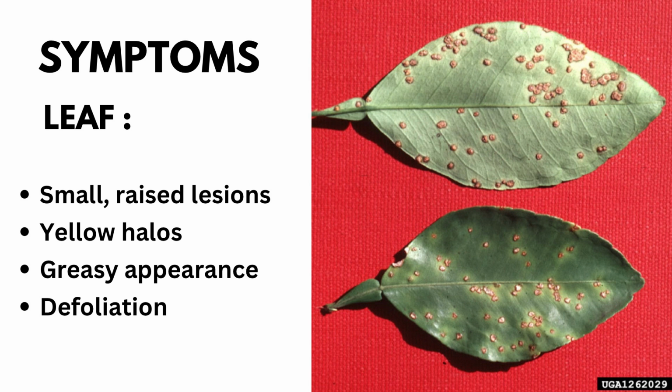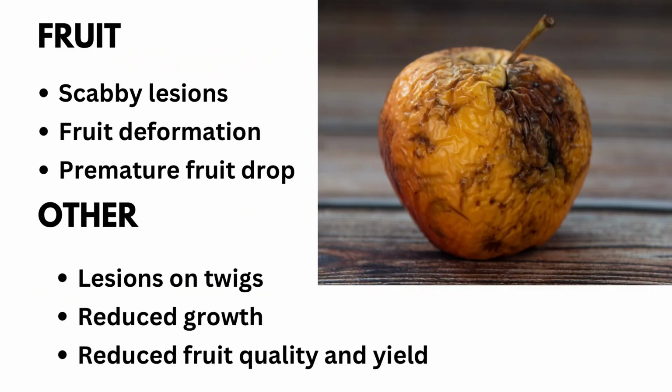Defoliation. Severe infections can lead to premature leaf drop, reducing the tree's ability to photosynthesize. The symptoms seen on the fruits include scabby lesions. On the fruits, the lesions appear as small raised water-soaked spots which may later develop into scabby or sunken lesions. These lesions are often surrounded by a yellow or orange halo.